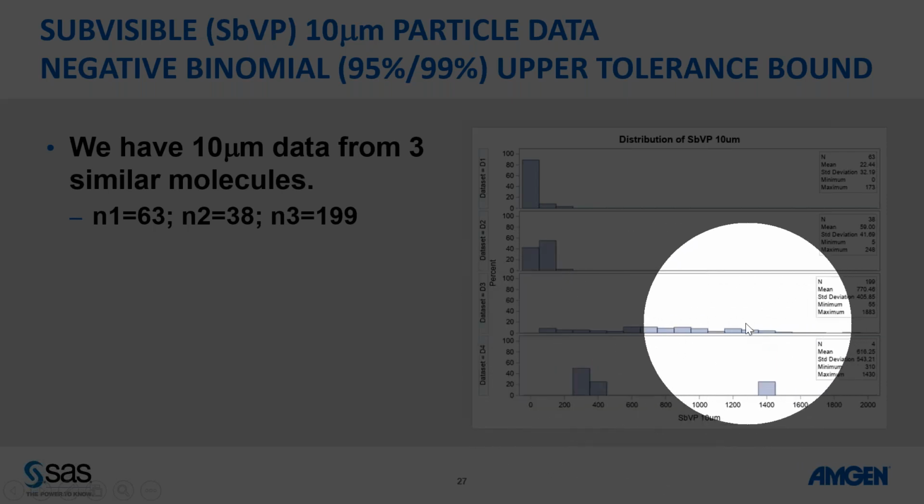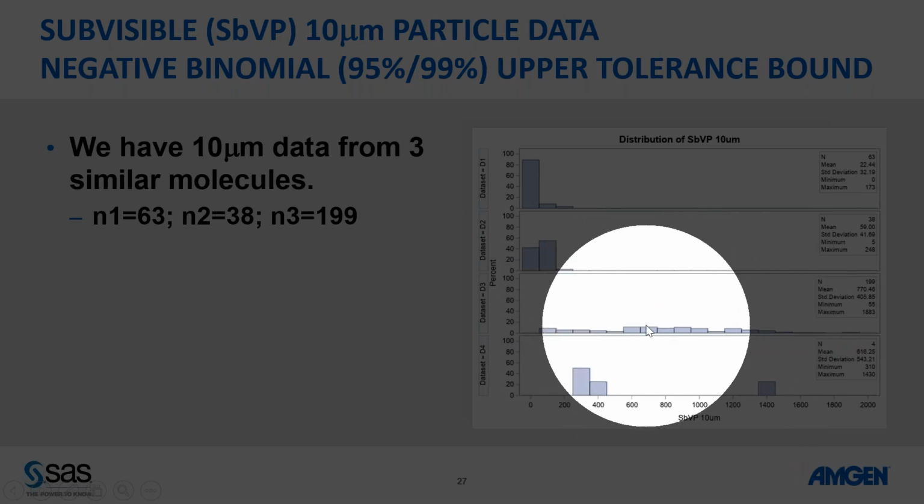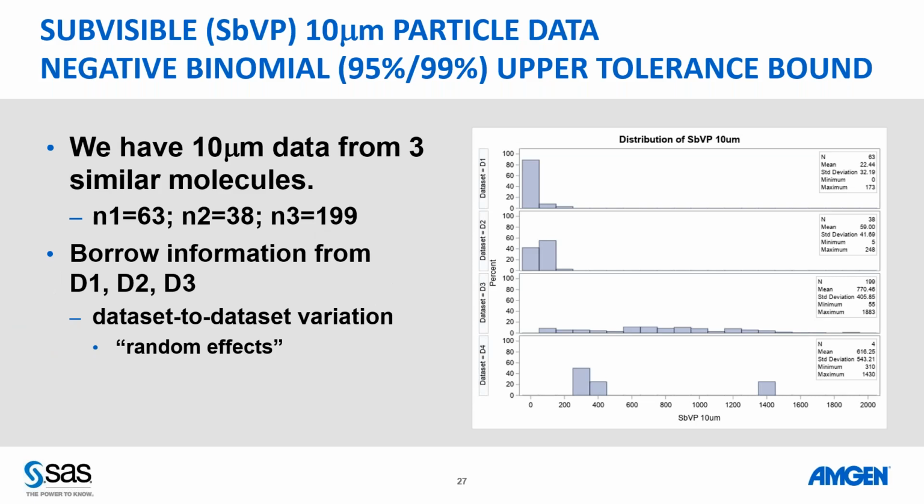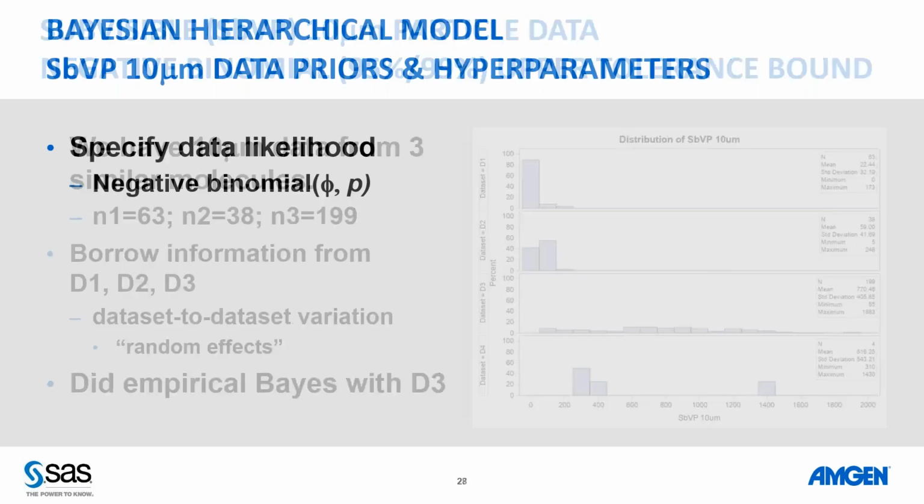The bottom data set is the 4 observations that we have. This layer here is a data set with 199 observations, and we have 2 additional data sets, one with 63 observations, one with 28. So what we want to do is use those 3 data sets with the data set that we have, and use that data set to data set variation to borrow information from D1, D2, and D3. And as I just mentioned, we did the empirical Bayes with D3, the data set with 199.